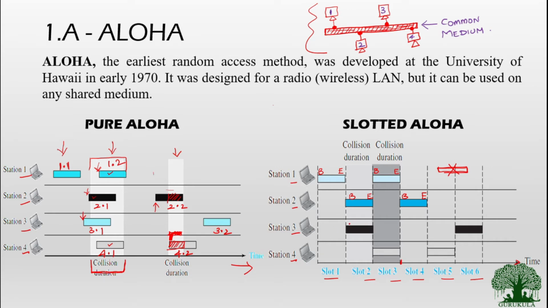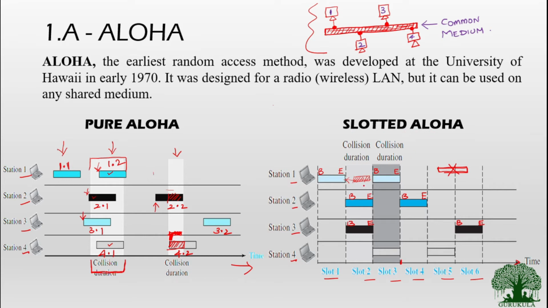Similarly, station 3 starts here and then it ends here. This is the beginning of the frame, this is the ending of the frame. Similarly for the next frame as well. It just means that every station should start its transmission only at the beginning of the time slot. If a station misses a particular time slot, then it has to leave the entire slot free. There is no permission for the station to start its transmission in the middle of the time slot. So that is not allowed for station 1 as far as slotted ALOHA is concerned.